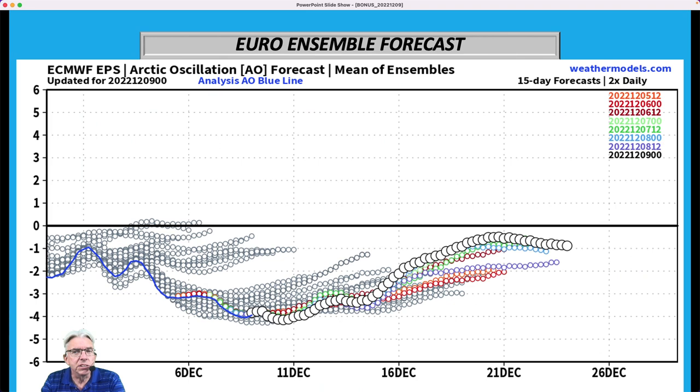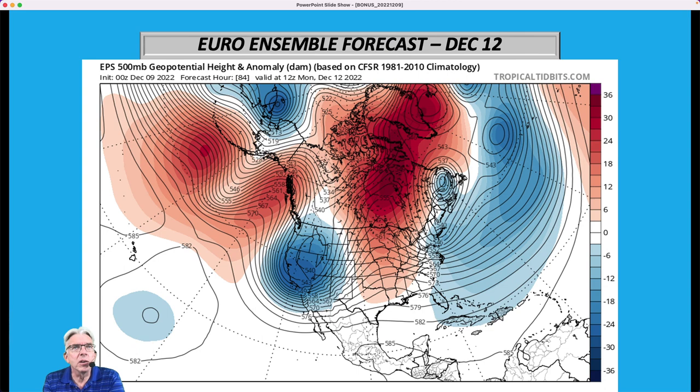Now, so you might be thinking, well, then why is it not all that terribly cold? Because there are other anomalies that are competing against this, and we'll talk about that in a minute. This is the European Ensemble Upper Air Forecast for December 12th, about 3 days from now, and you can certainly see all of the above normal 500 millibar heights up in here, and the below normal heights here and here, but in between there's a problem. And this is why this competing influence that I'm going to talk about in a little bit is going to come into play.